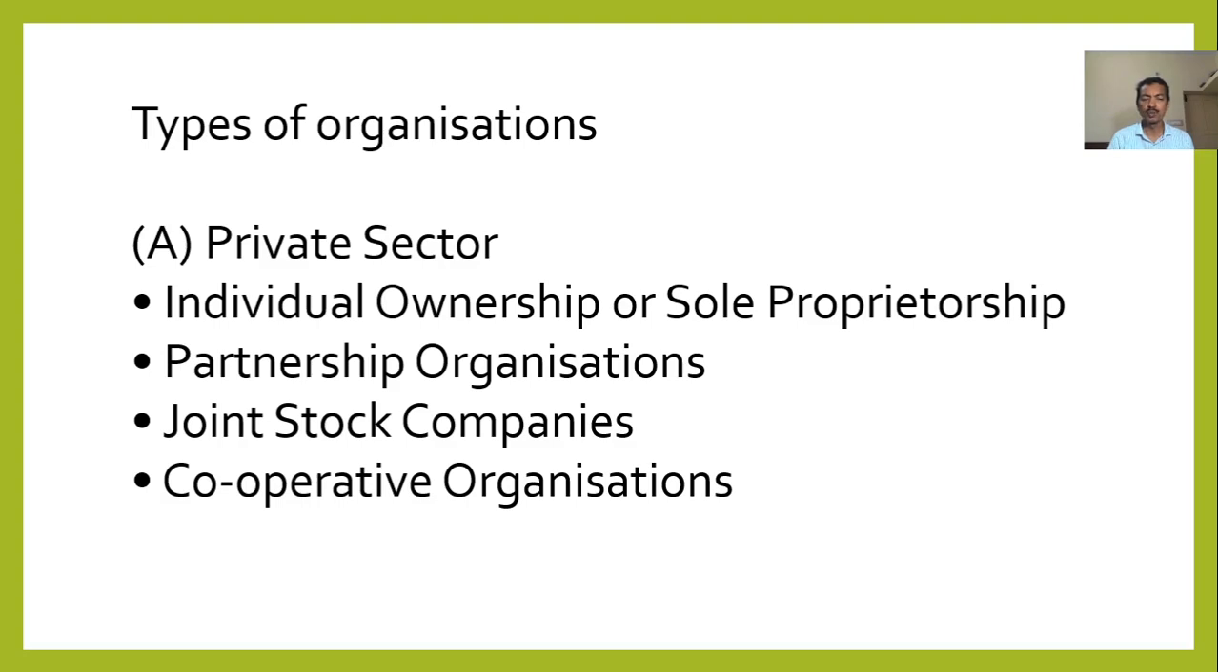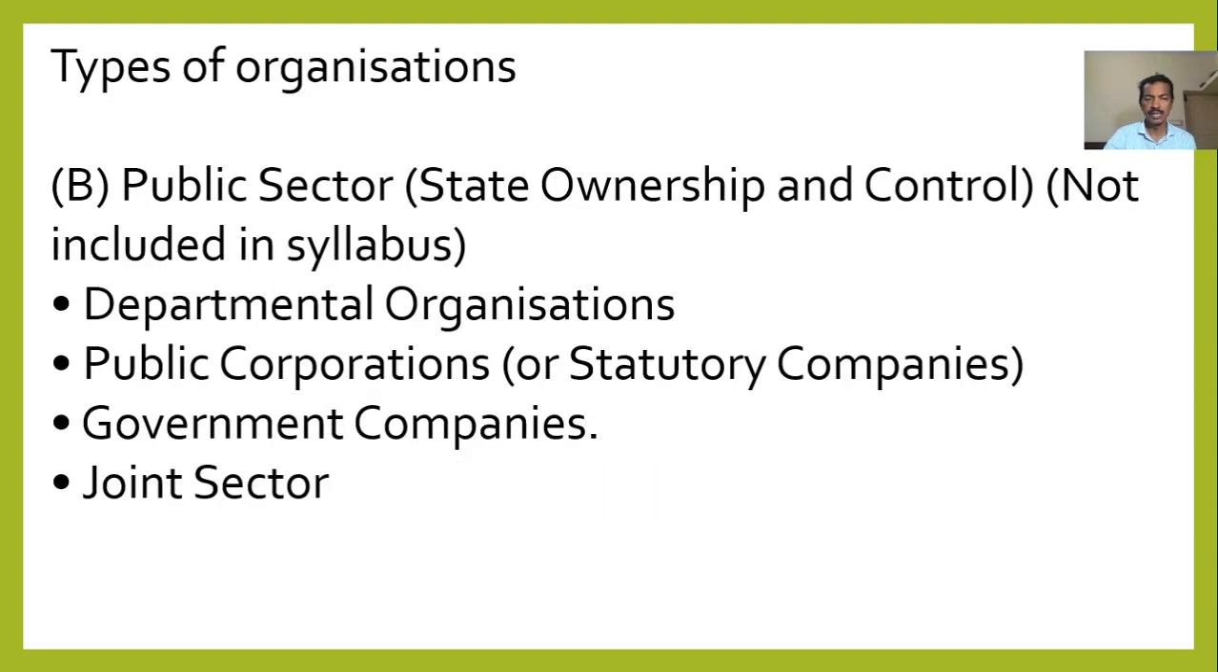Housing cooperative societies and farmers cooperative societies come under the cooperative society organization. This organization is started only to render service to its members. The aim is not to earn profit, it is only service. These four come under the private sector organization: individual ownership, sole proprietorship, partnership organization, joint stock companies, and cooperative organization. Second is the public sector.